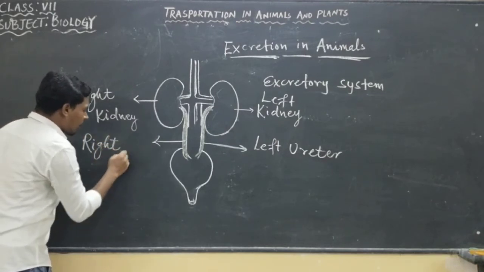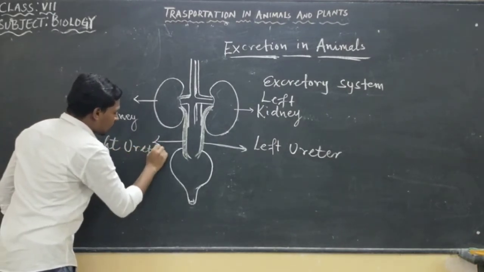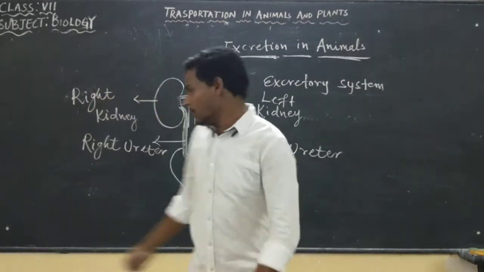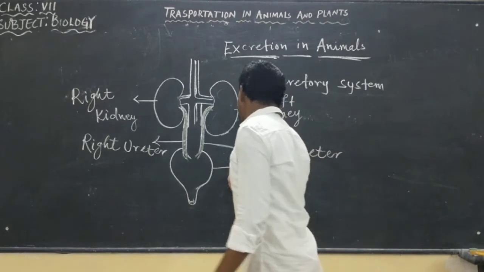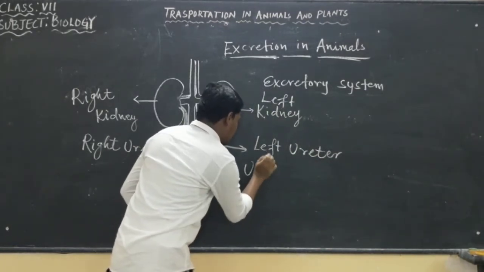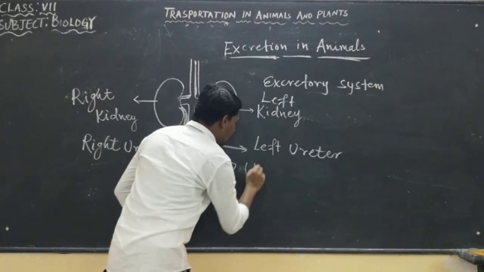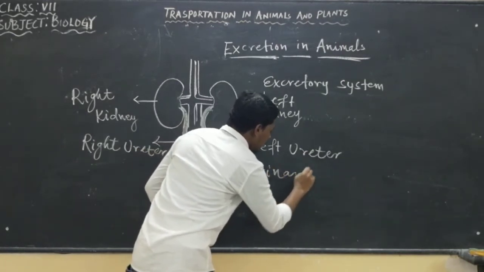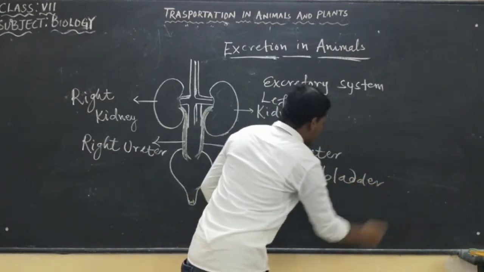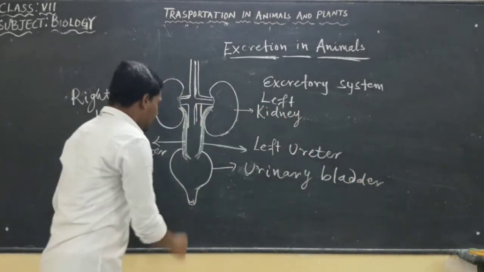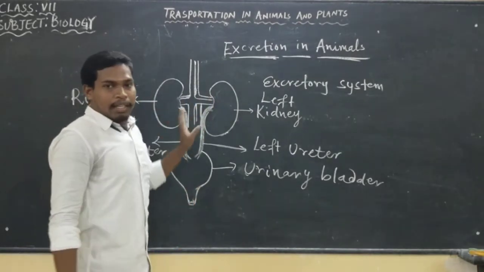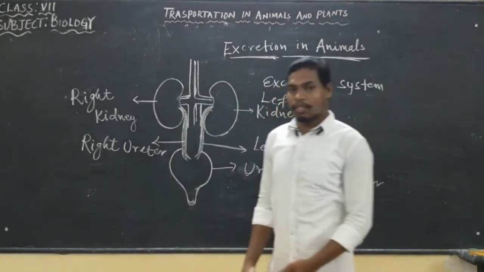And these ureters open into the muscular bag-like structure known as the urinary bladder. And here in the kidneys, the filtration of substances takes place.